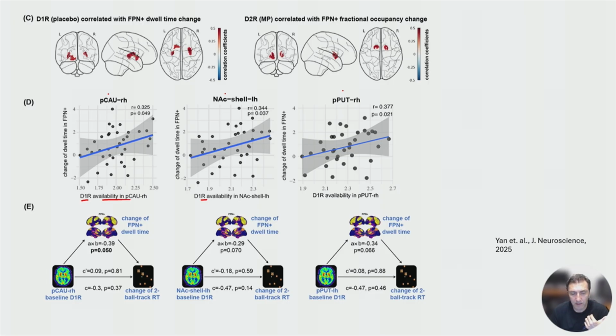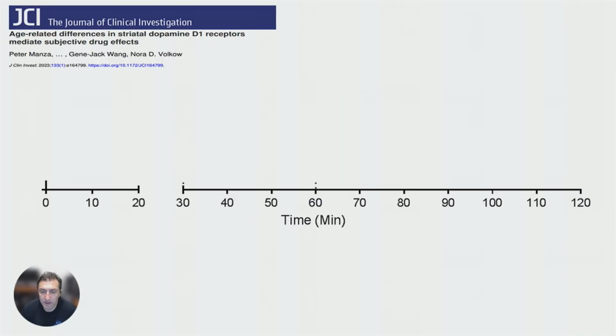And this D1 receptor availability also had an intricately important relationship with the performance reaction times and also the dwell times. So Weizeng successfully demonstrated that by using a dynamic connectivity approach, we were able to show the relationship between the receptor densities, state changes, and behavior, which again emphasizes the importance of D1 receptors.